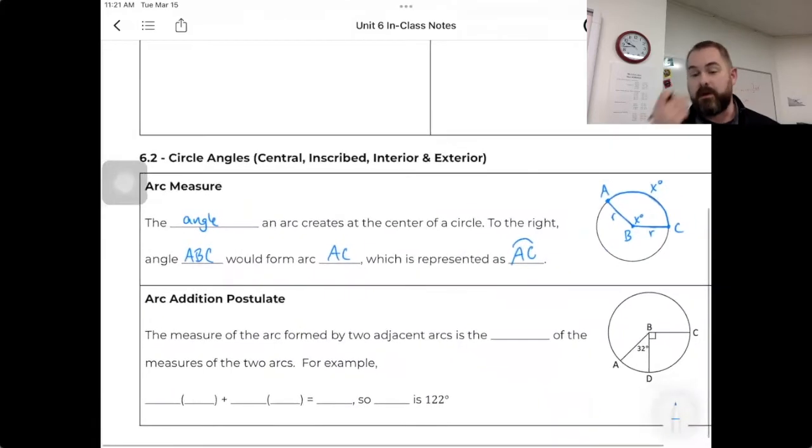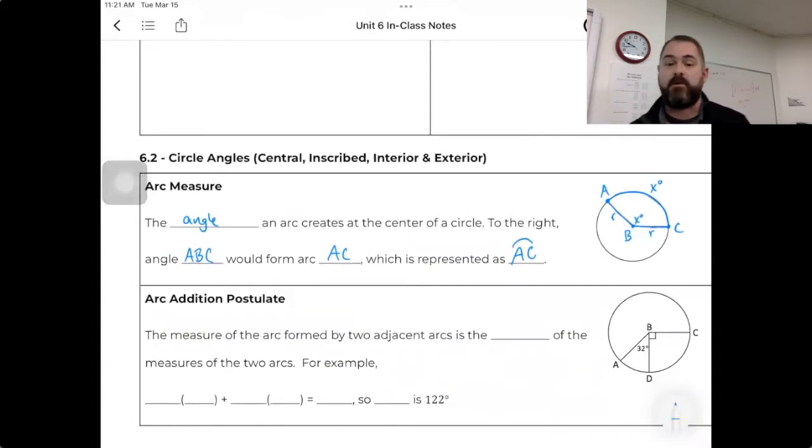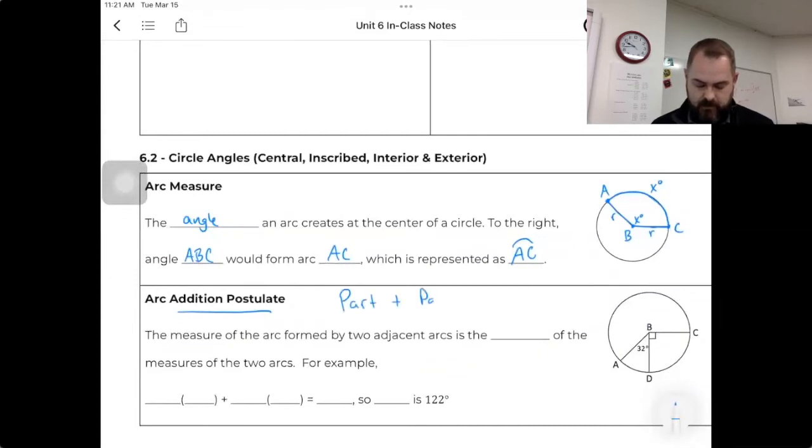And so another thing we want to talk about in this lesson is the idea of what we call the arc addition postulate. When I put all the arcs on a circle, it's important to understand what they would all add up to. And we've used the term addition postulate before, and that is always going to tell me I'm going to have an equation that looks like this. Part plus part equals whole. And so in this case, the measure of the arc formed by these 2 adjacent arcs, or the arcs that share an endpoint next to each other, would be the sum of the measures of those 2 arcs.